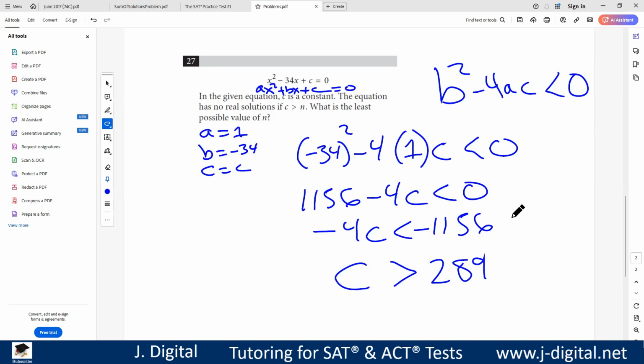Right, and that is our answer. c is greater than 289. That means our least possible value for the n, the number that's on the right side here, will be 289. Now, can we do that in Desmos? For the most part. We do have a big number here, 289, so that might make it a little difficult in Desmos.